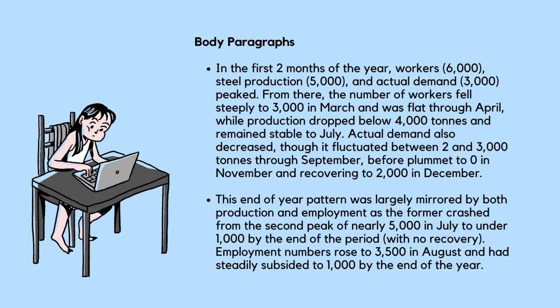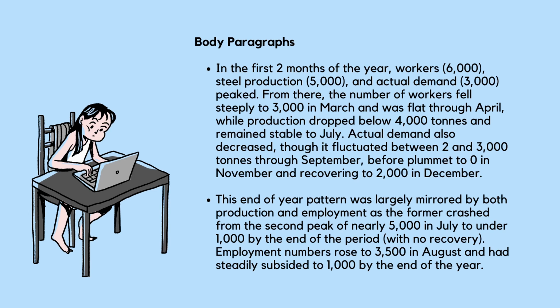This end of year pattern was largely mirrored by both production and employment, as the former crashed from a second peak of nearly 5,000 in July to under 1,000 by the end of the period, with no recovery. Employment numbers rose to 3,500 in August and had steadily subsided to 1,000 by the end of the year.